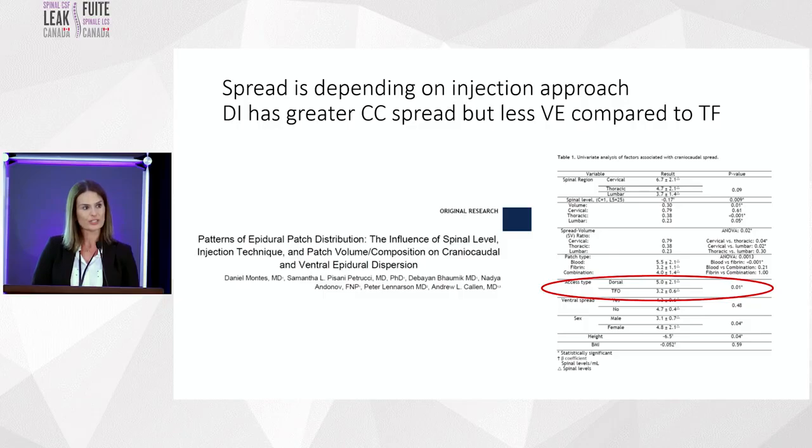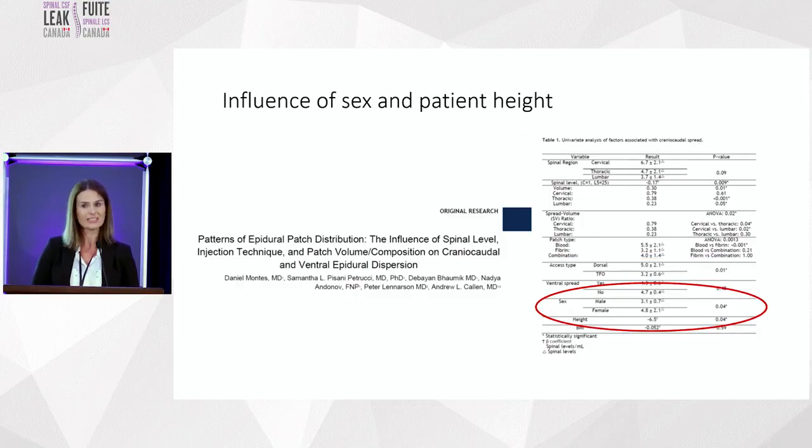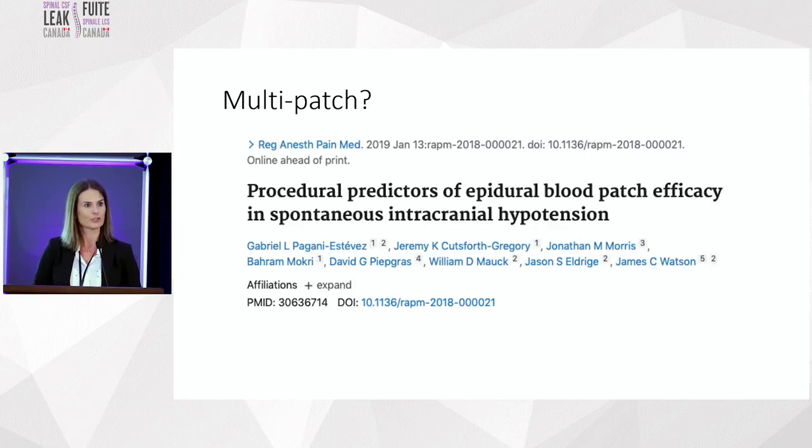Also, the dorsal epidural injections seem to have a larger spread as compared to the anterior epidural space. And like I mentioned before, in the anterior epidural space there are more structures, there are nerves, and there are more vessels. So that probably explains why dorsally the blood spreads further up and down compared to anteriorly. And lastly, female patients demonstrated significantly greater craniocaudal spread of the blood. They also noticed a negative correlation between patient height and the spread of the blood. So those are all factors that we have to take into account when planning ahead for an epidural blood patch.